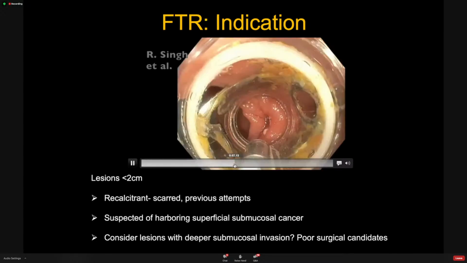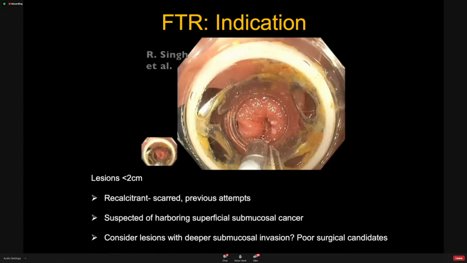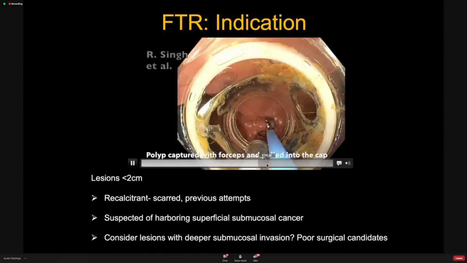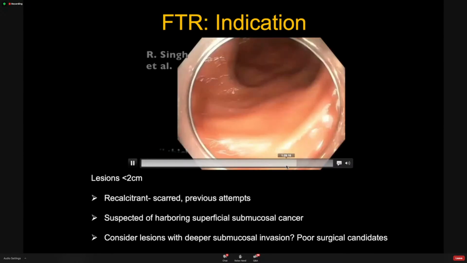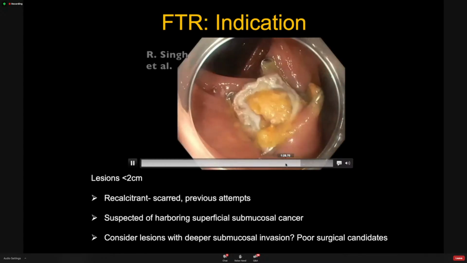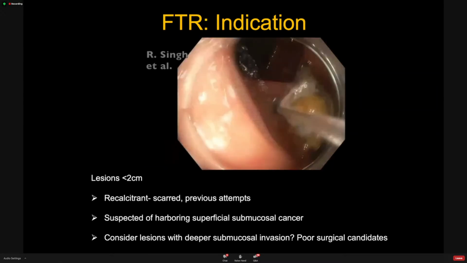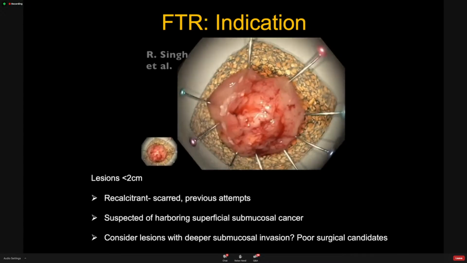We marked that area, because it's very difficult to see once the cap is there. So you can now see that the cap was put on, the forceps was used to pull the tissue through, and then we snap it shut, and then we come back to reassess, and you can see obviously a bit of serosa there as well. So sometimes for scarred lesions, we can use this technique. Sometimes for lesions with superficial submucosal cancer, or patients who are poor surgical candidates, and occasionally lesions which are extending into the appendiceal orifice.